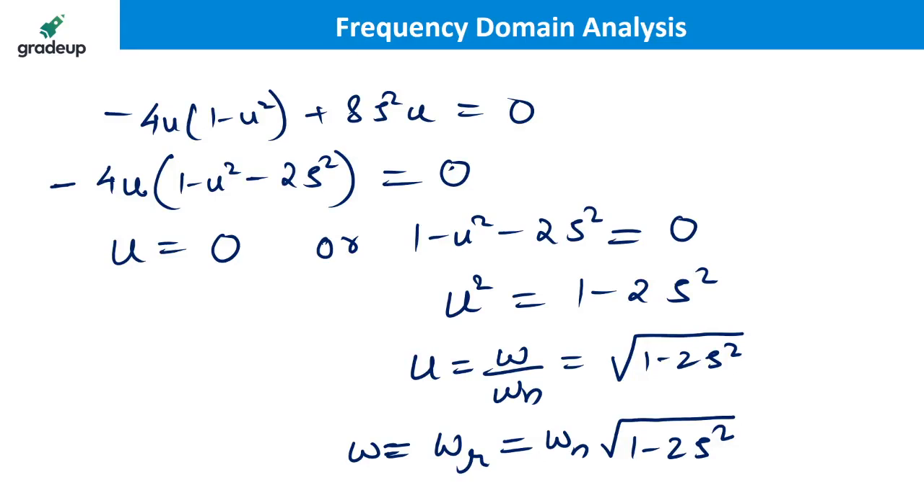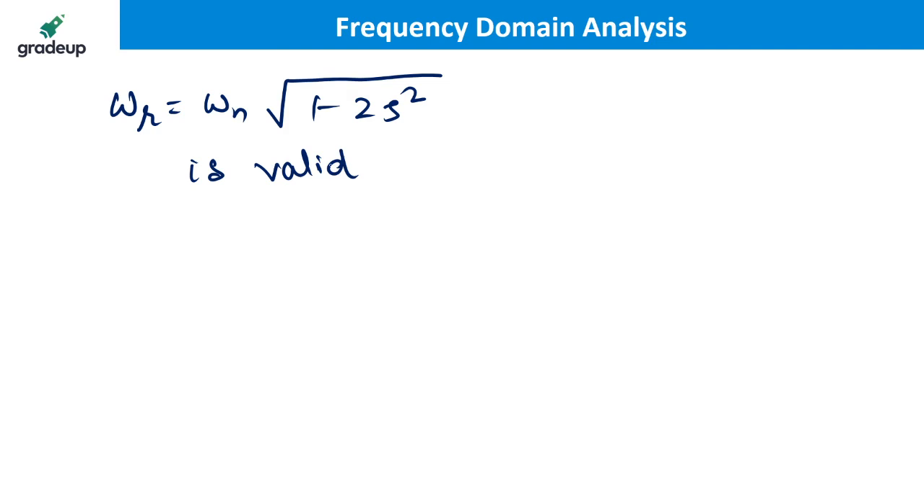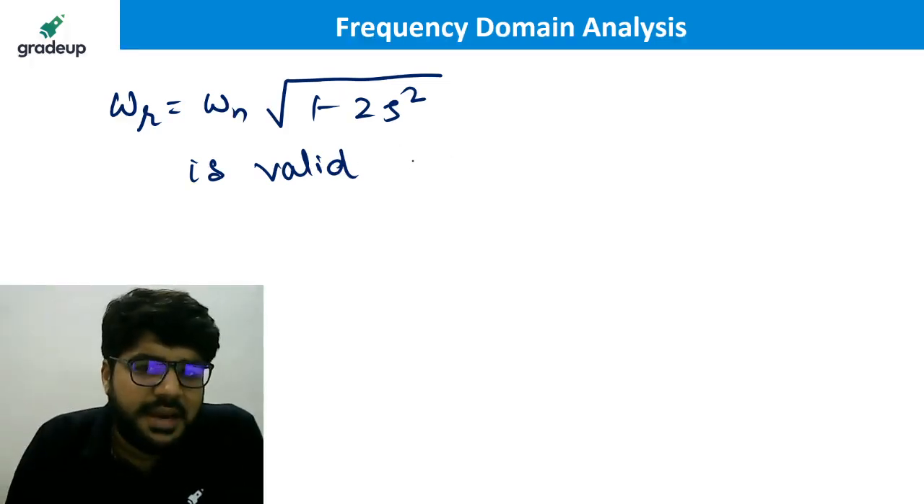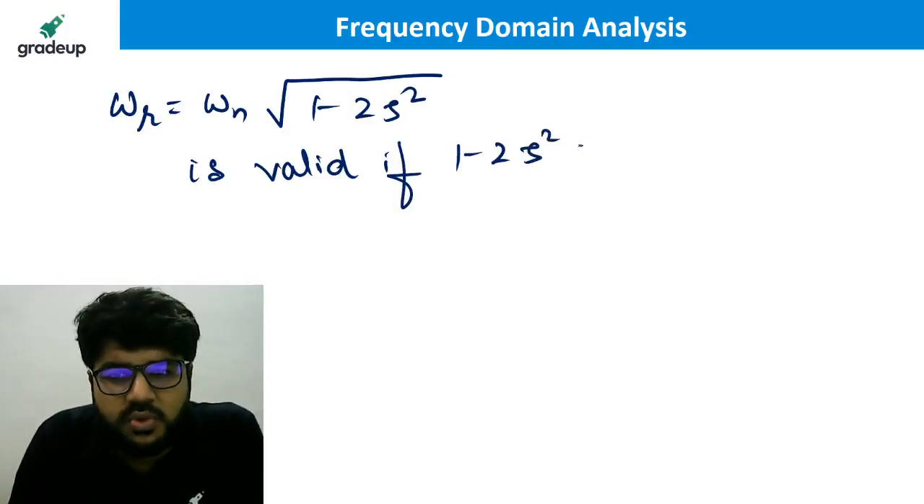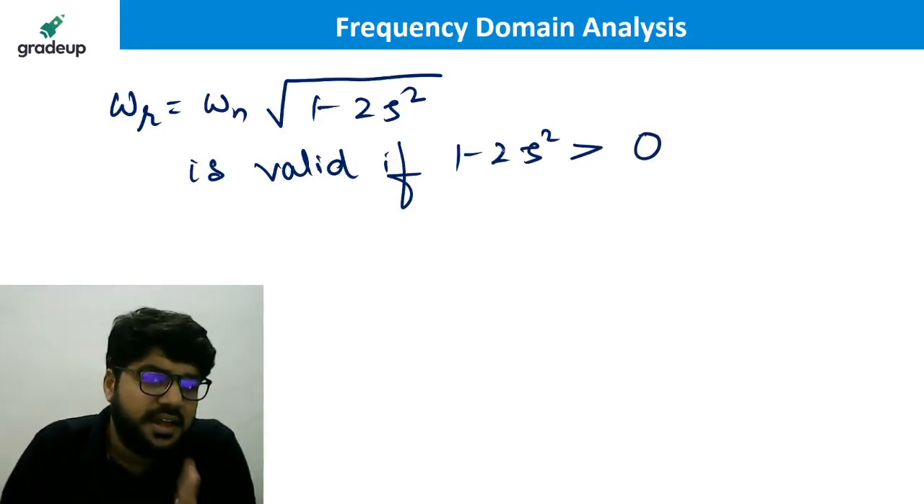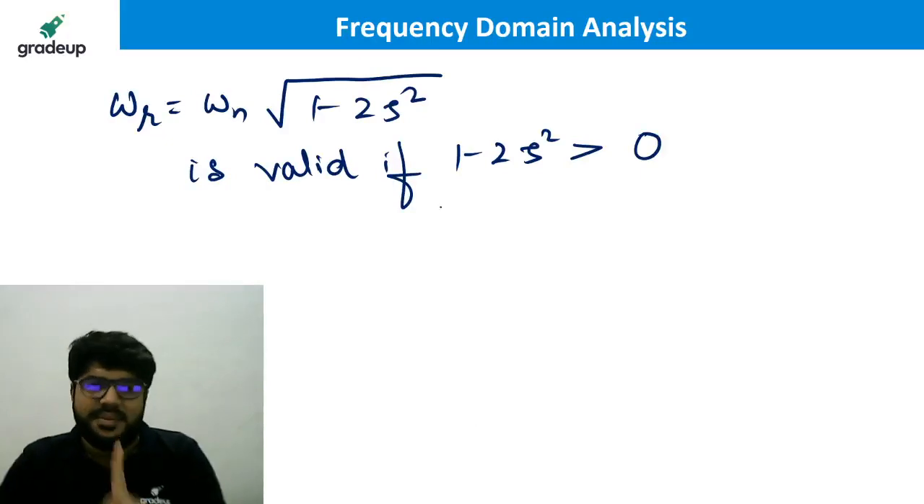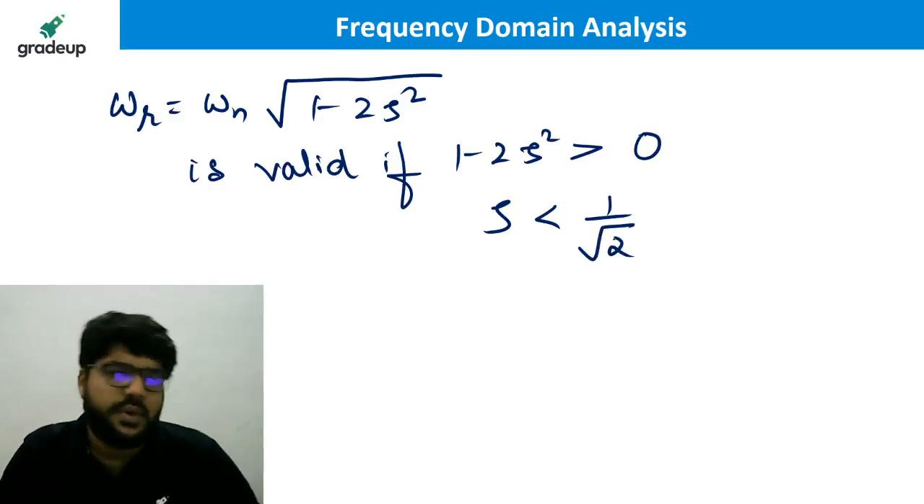Now, it is a formula coming up as omega r equal to omega n under root 1 minus 2 zeta square. See, frequency cannot be imaginary. This formula is valid only if 1 minus 2 zeta square is positive, because under root of a negative number will give rise to an imaginary term and frequency can't be imaginary. And solving that, you get zeta less than 1 by root 2.